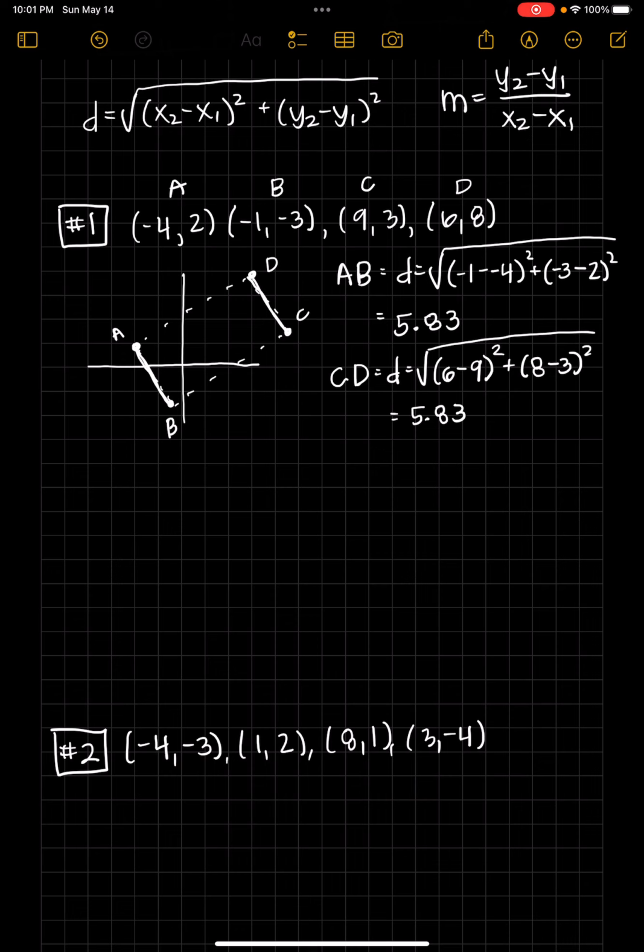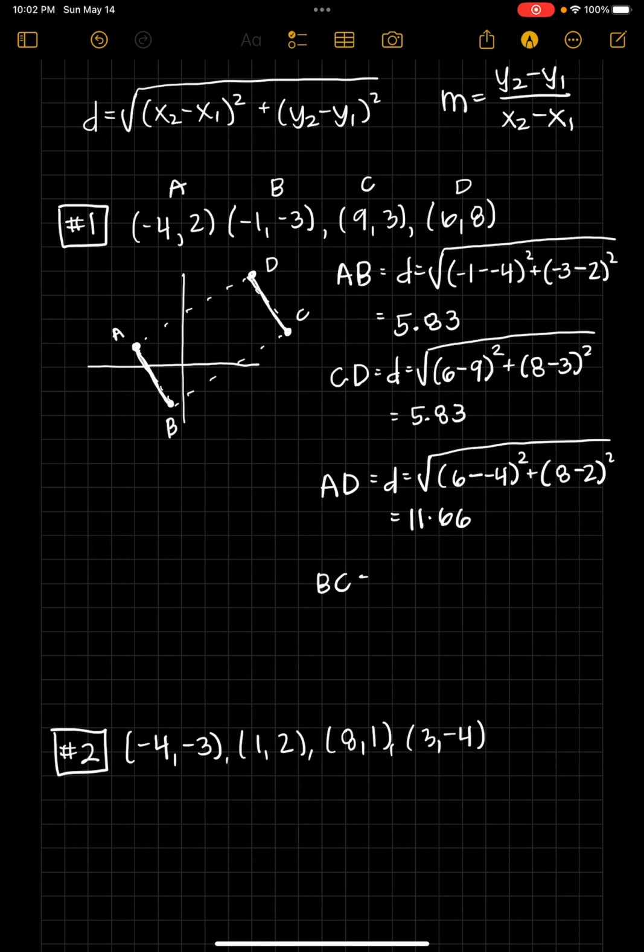That's great. Now let's make sure that sides A to D are the same as B to C. So I'm going to do A to D first, which again, I'm going to use D as my x2, y2, so I'm going to have 6 minus negative 4 squared plus 8 minus 2 squared. Let me plug that into my calculator. And I get 11.66.